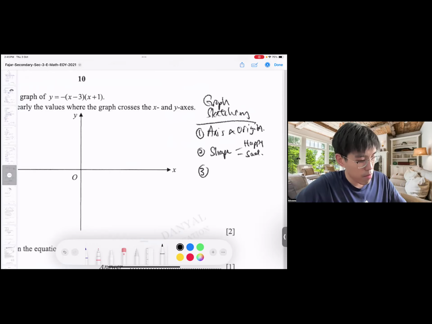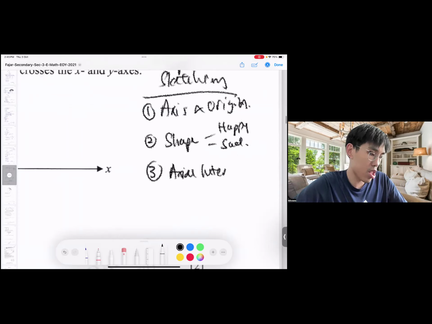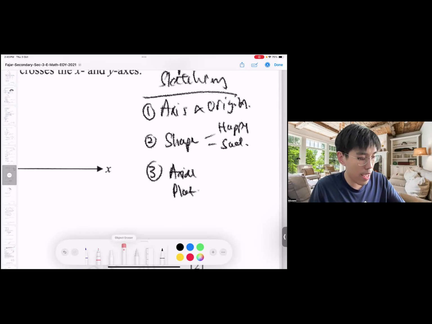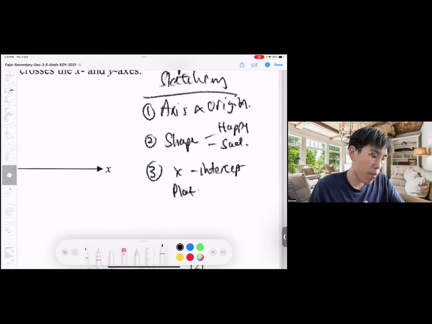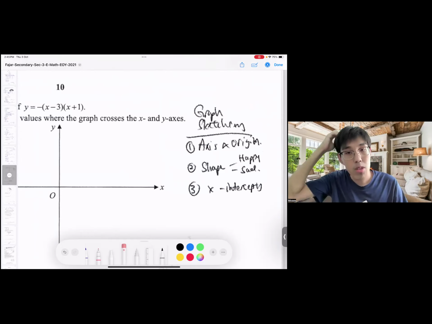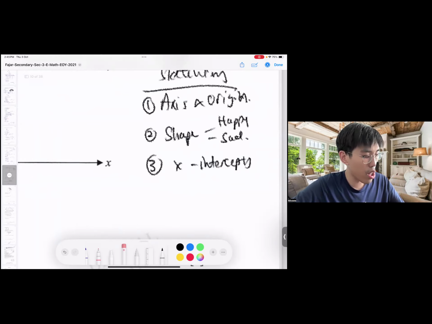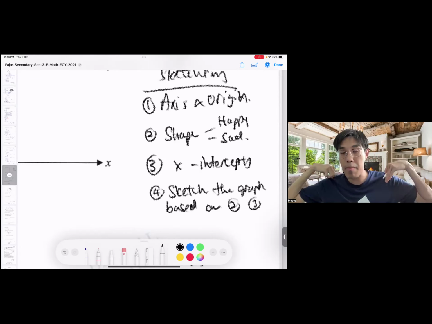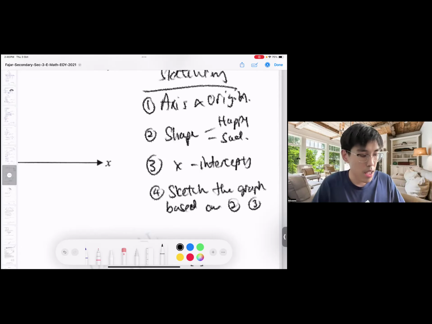So number 3 is your axial intercepts. Then you go and plot your axial intercepts where it cuts. I want to make it even more specific: plot down the x-intercepts. Because at this point, normally the question will already give you the roots of x. So just plot down the x-intercepts first. Number 4, sketch the graph based on your part 2 and part 3. Knowing the shape and knowing the x-intercepts, you will know where to sketch already. Sketch first.